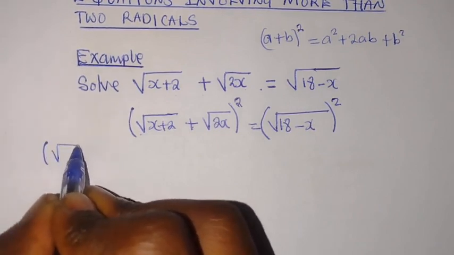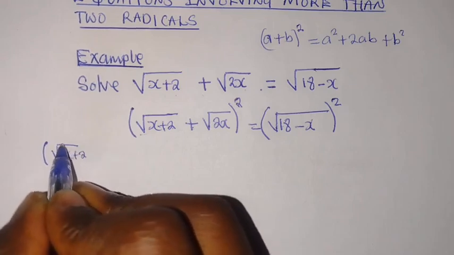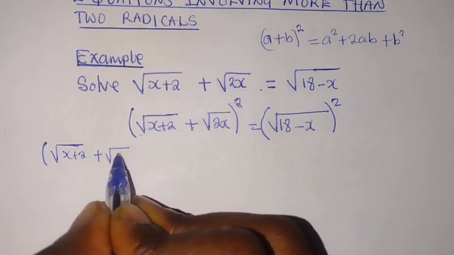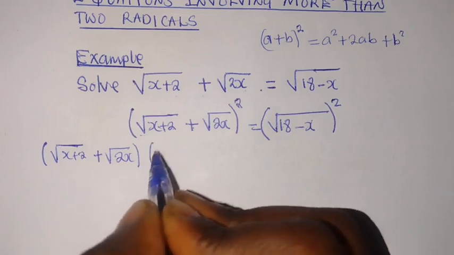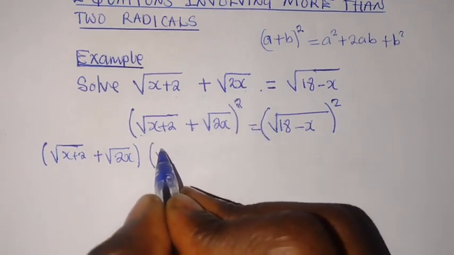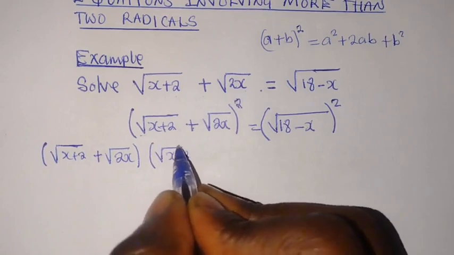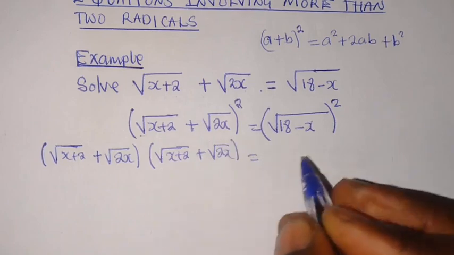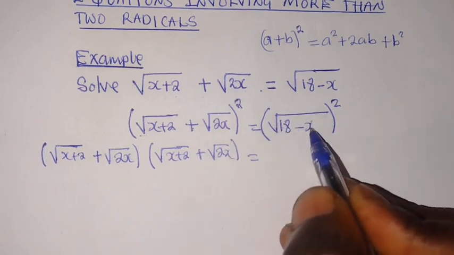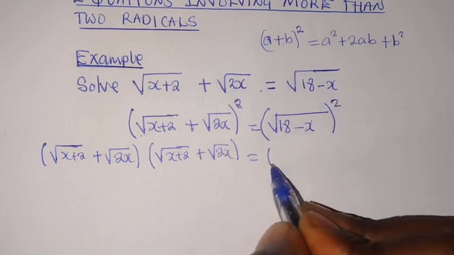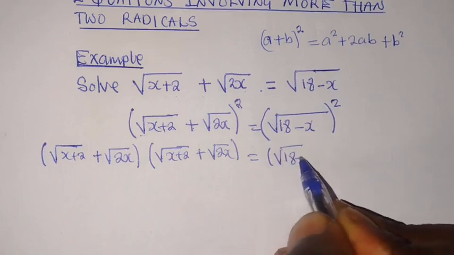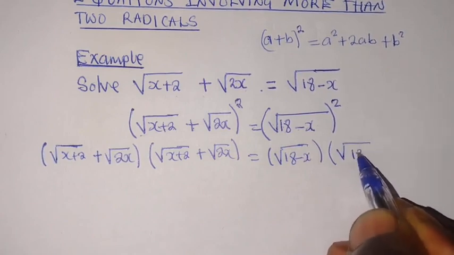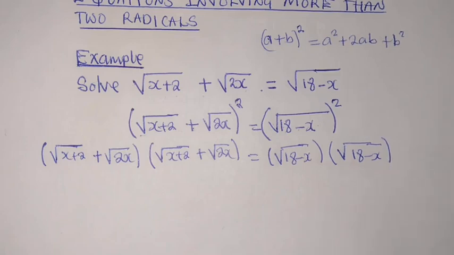You can say the root of x plus 2 plus the root of 2x. Remember, it's squared, so this has to be multiplied by itself again, plus 2 plus the root of 2x, is equal to, so this one, root of 18 minus x, even this one is multiplied by itself twice. So this is root of 18 minus x in brackets, again root of 18 minus x. Yeah, so this is what it means.